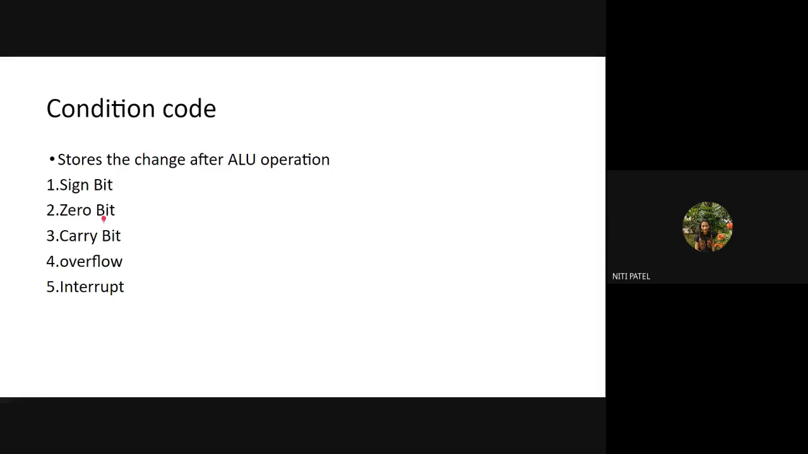Now it also has P, parity, and AC, auxiliary carry. So the functions of sign, zero, carry, auxiliary carry and parity, which we have just seen, are similar for 8085 and also for 80386. But 386 has a little extra. What are those extras? We will see in the next slides. Are these condition codes clear to you?